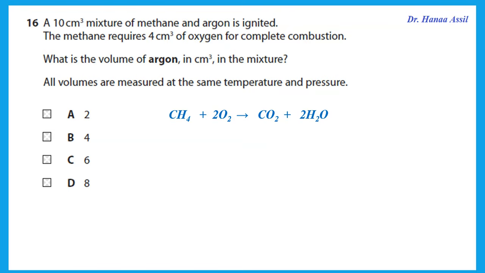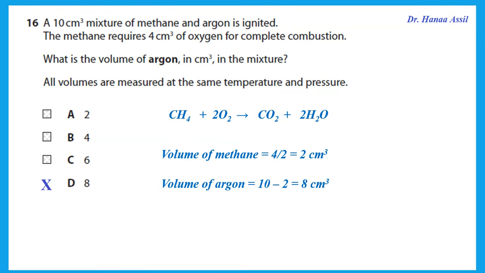Remember, all of these are gases, so when we talk about gases, then the relative volumes can be used directly from the coefficients. So if we have 4 centimeter cubed of oxygen, then what would be the volume of methane? These are 2 gases, so we can relate them directly. So 4 centimeter cubed of oxygen will need half of that of methane. So the volume of methane is 2 centimeter cubed. If I started with a mixture that has 10, that means the rest of it is the argon, which is 8 centimeter cubed.